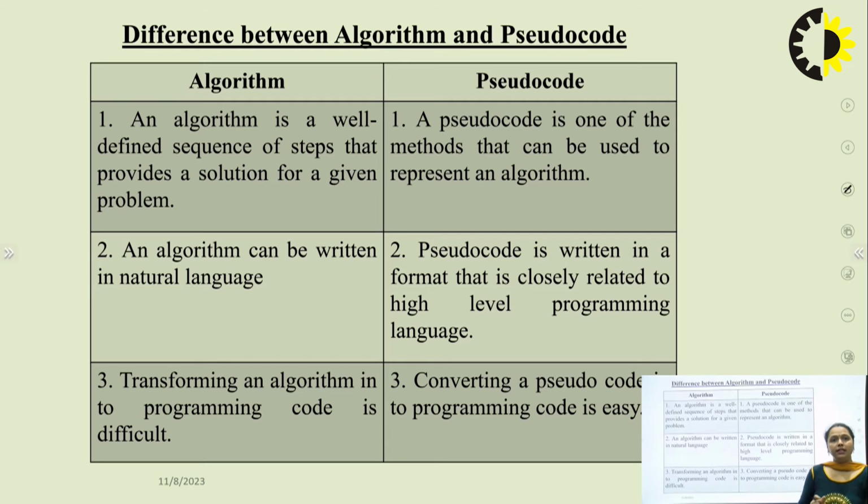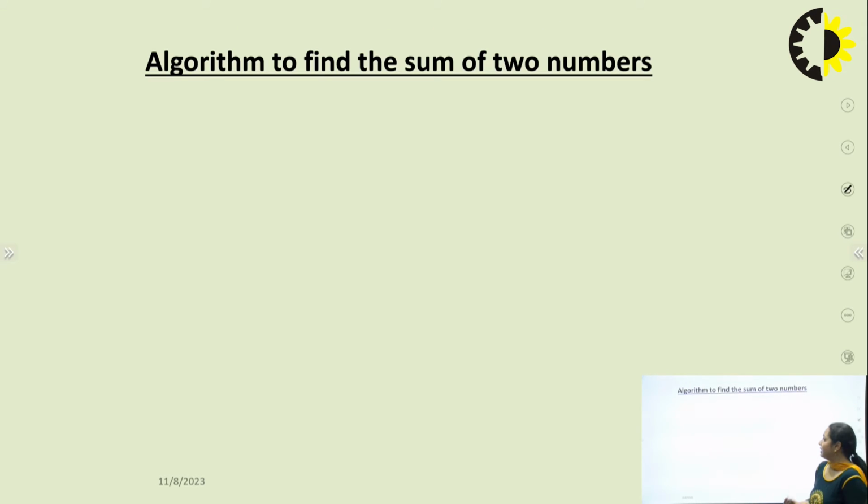So I hope the difference is clear between algorithm and pseudocode, and algorithm and flowchart. Next we move on to the examples so that we can easily get the concept of algorithm and flowchart. Here, one by one, I am going to discuss a few examples of writing an algorithm as well as drawing its flowchart, so that you easily get the concept of both. So the first example I am taking here is the sum of two numbers, that is, how to write an algorithm for addition of two numbers.